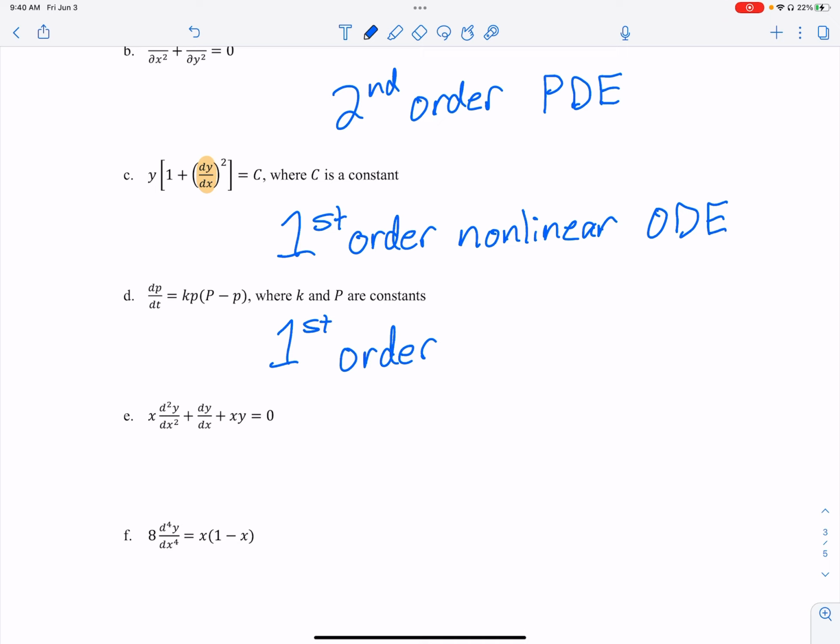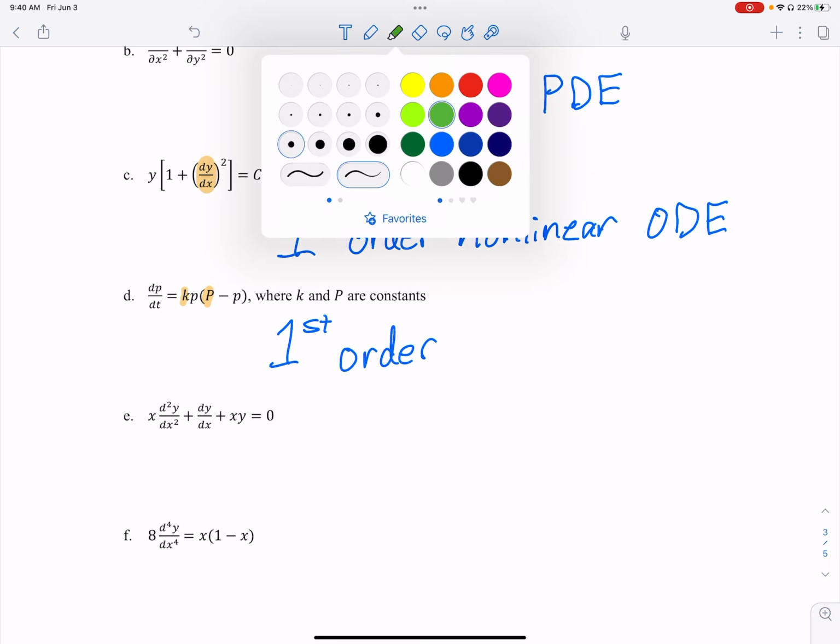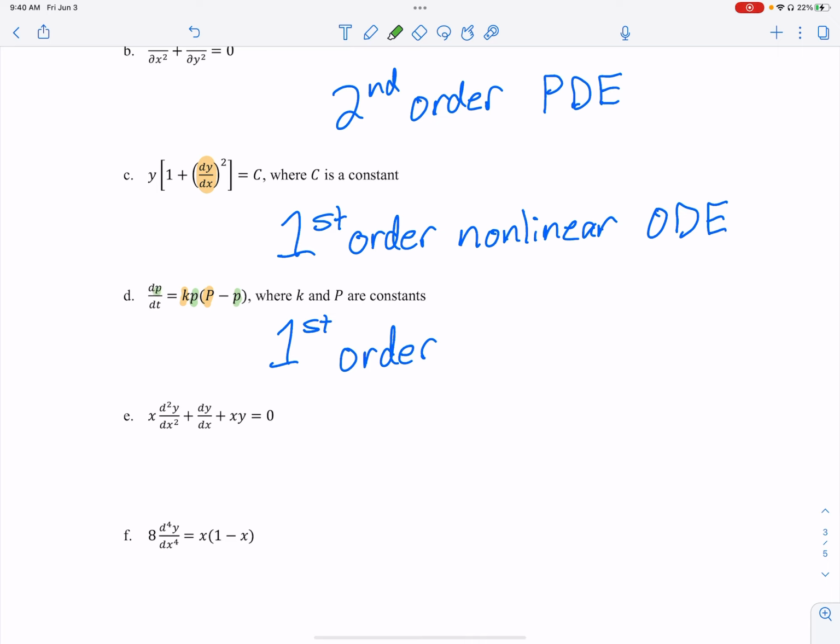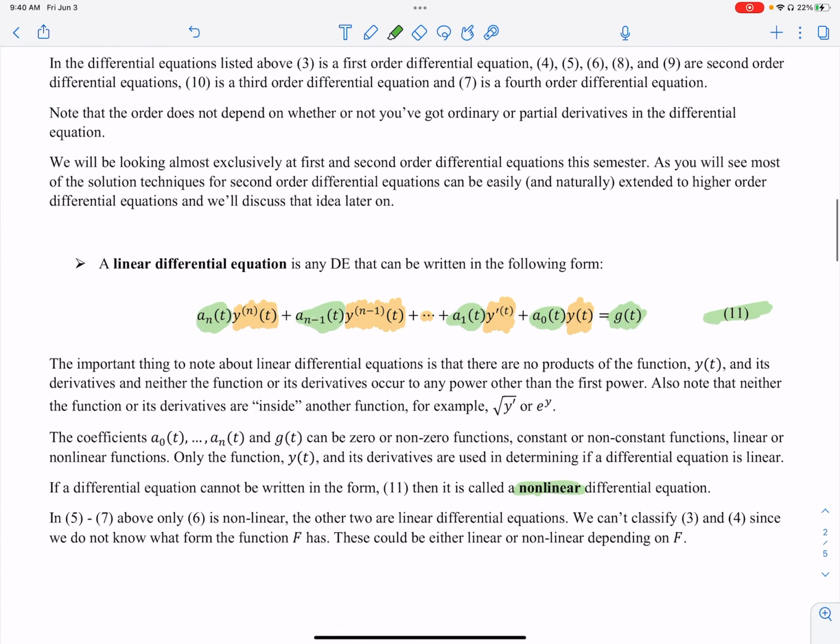Now, here's the deal. This big P right here is a constant. This K is a constant, but this P here is my dependent variable. Remember, if we go back up to our definition, this is my dependent variable, the orange ones. I'm underlining it in green there. The derivatives, nothing is happening to them. They're just straight up the derivative.